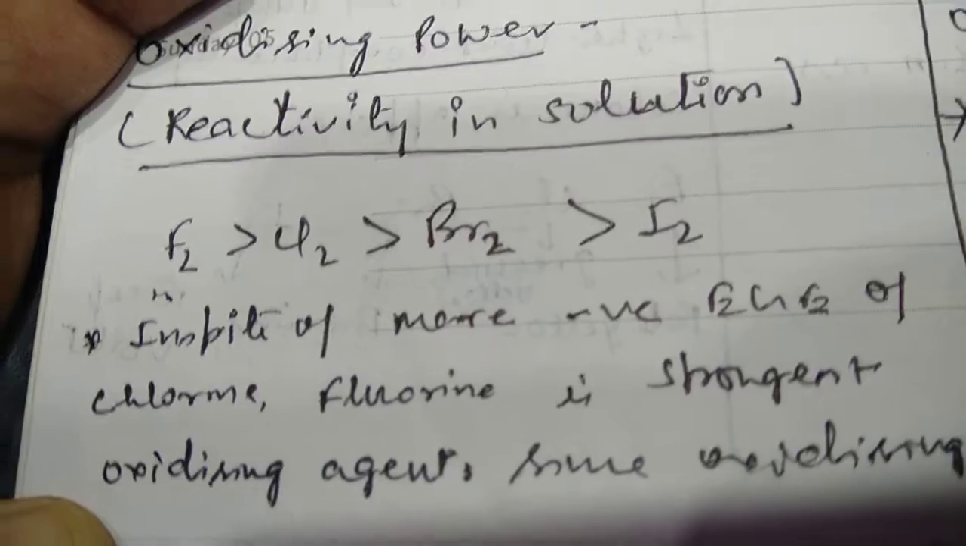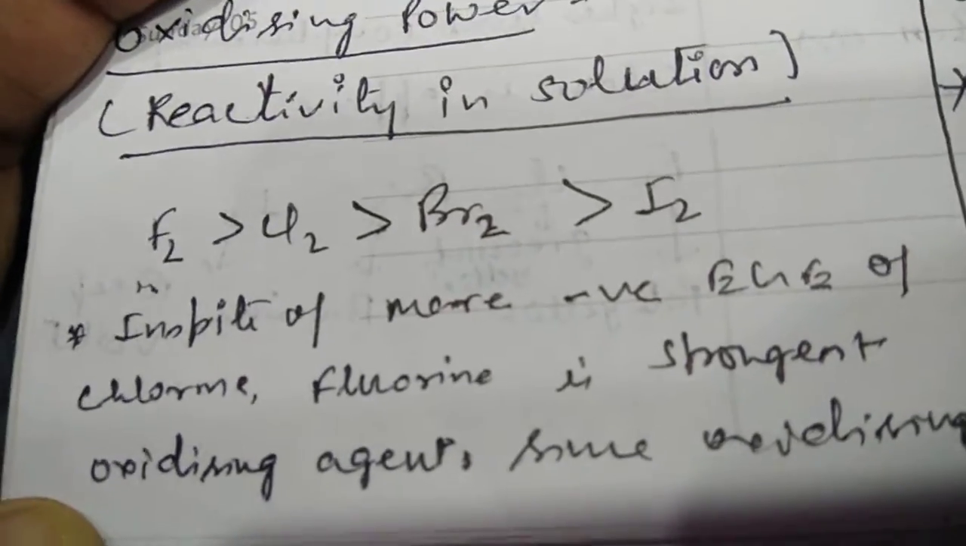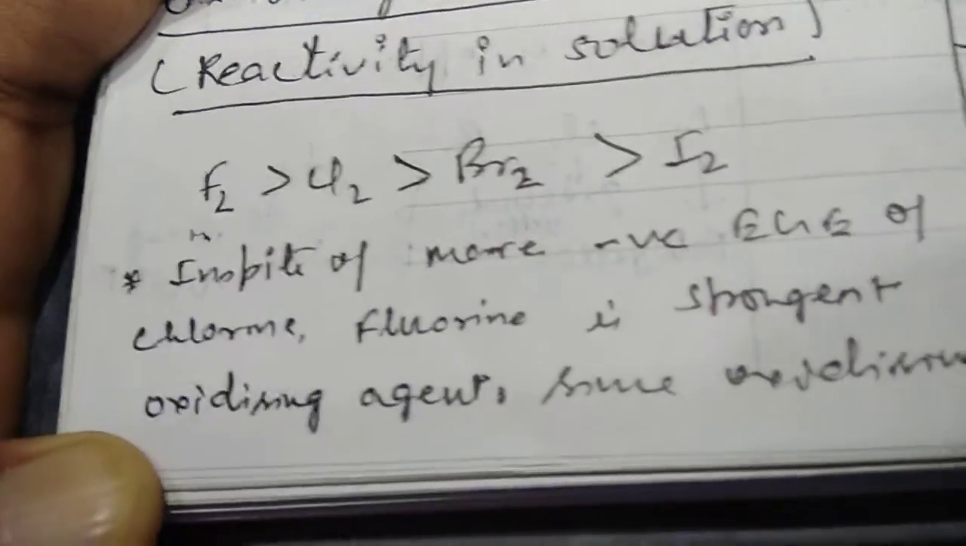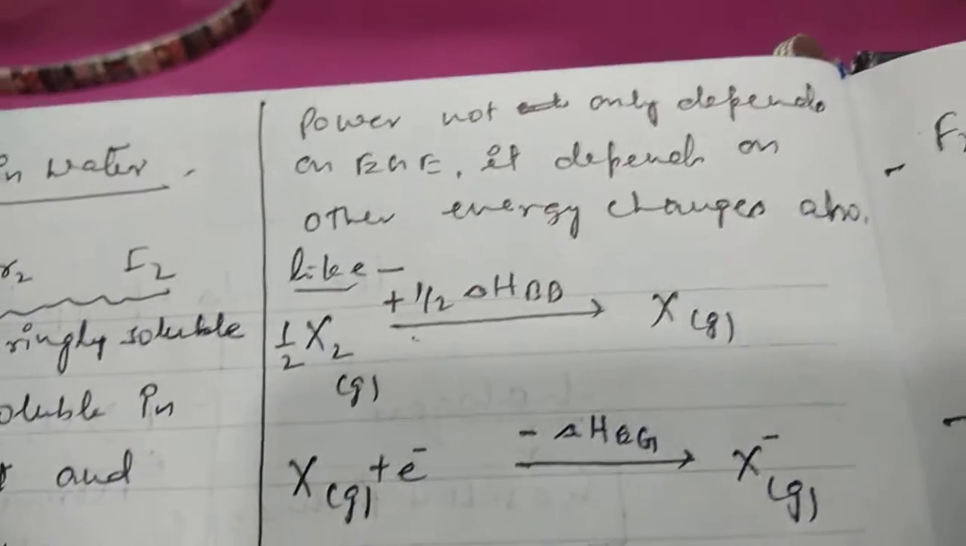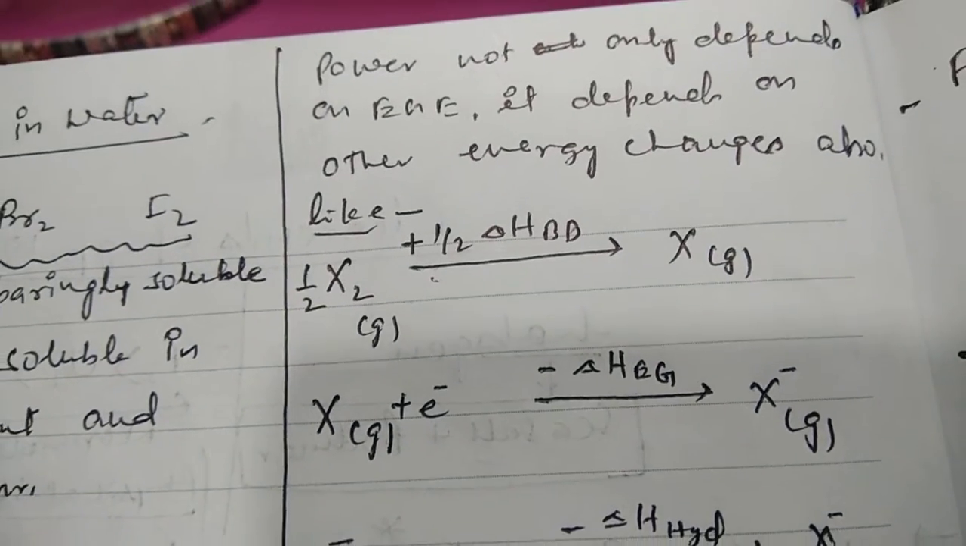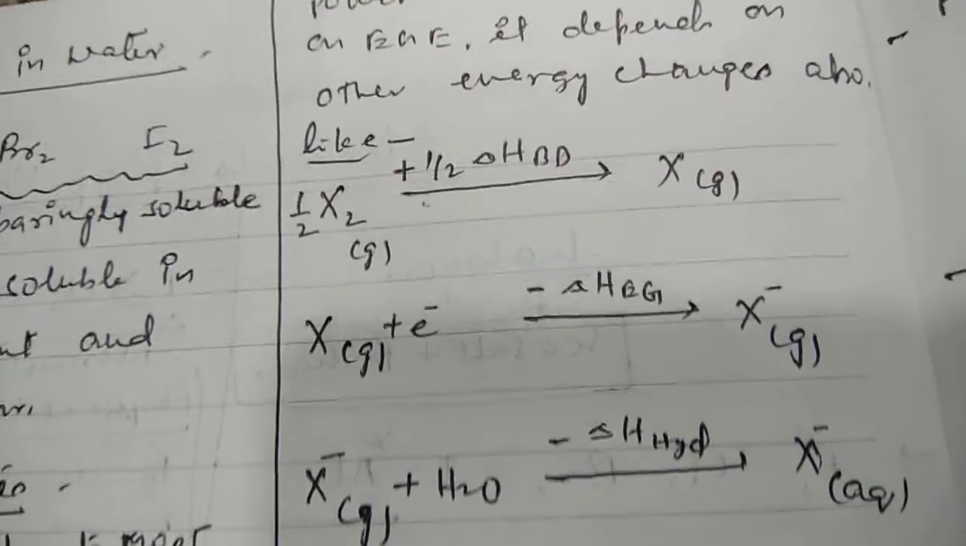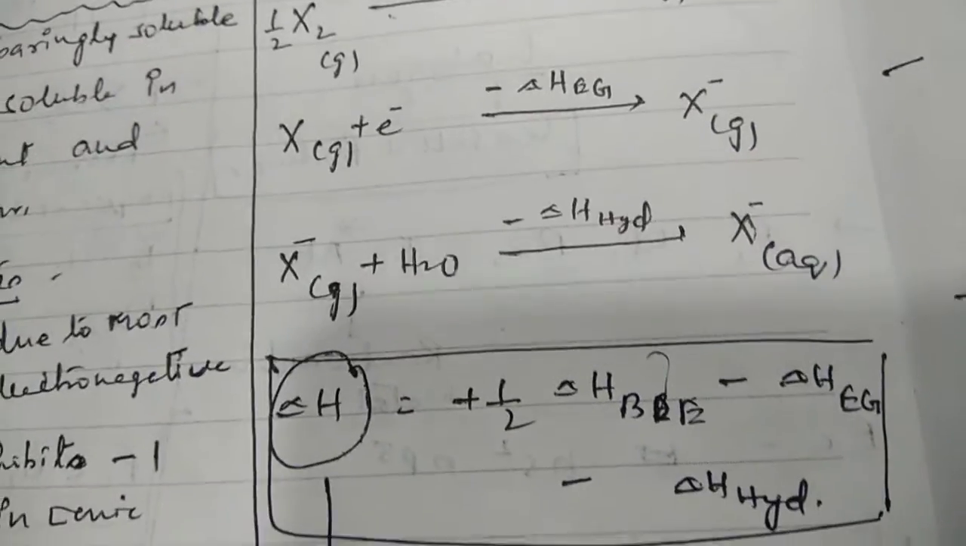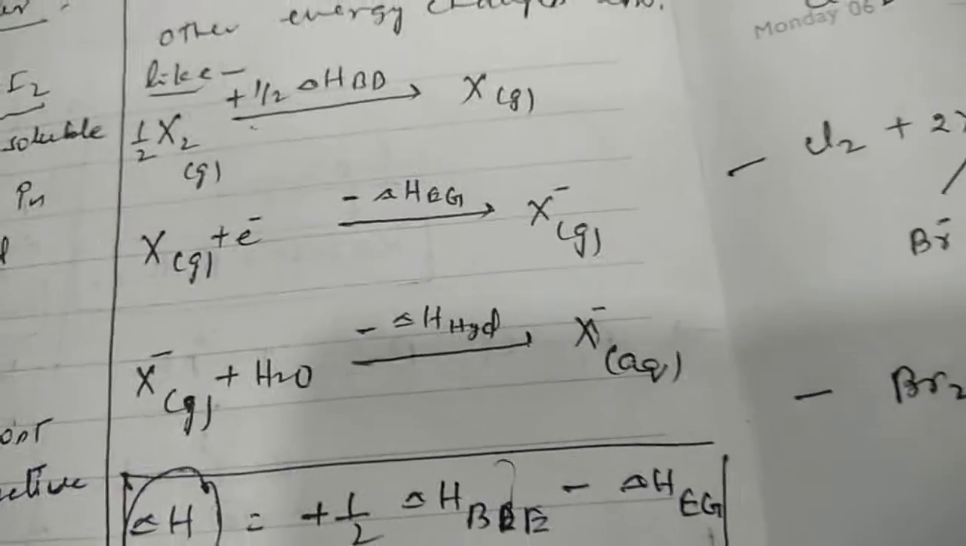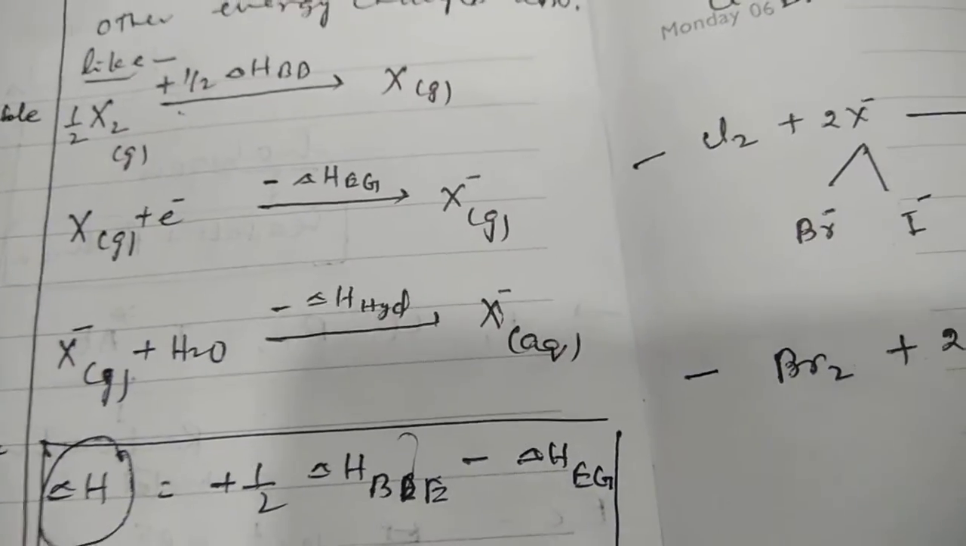Class, I will explain this: oxidizing nature doesn't only depend on electron gain enthalpy. Oxidizing power depends on other energies also. Overall, these three energies we are going to discuss decide the oxidizing nature of an element. Class, halogens are diatomic molecules.